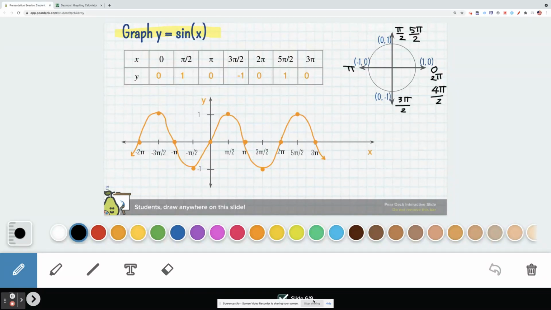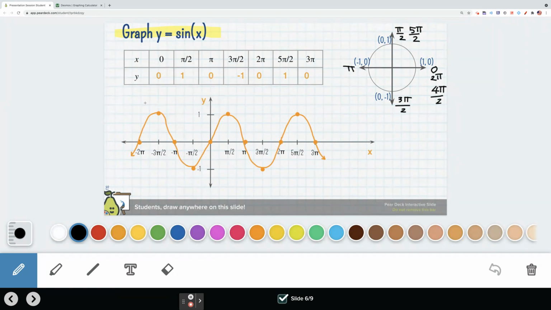Hi there, we'll be continuing our work with graphing trig functions by hand. In our last lesson, we were graphing y equals the sine of x. And we noticed that it's this wavy curve that just oscillates between -1 and 1, and it just continues forever.